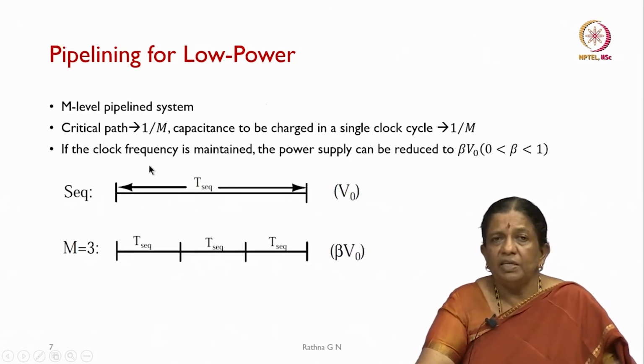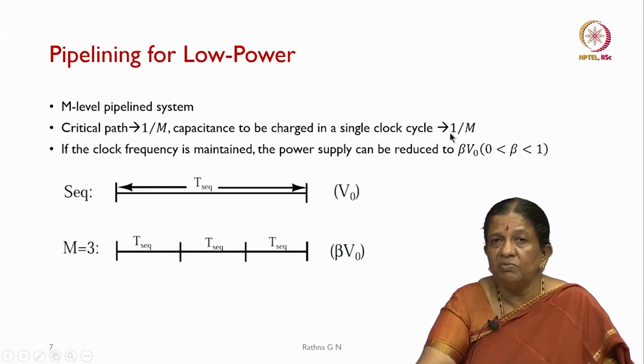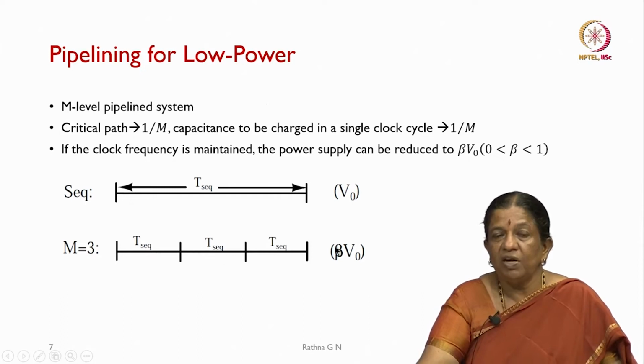When I do the pipelining, what is going to happen? We say it is an m level pipeline system, the critical path is 1 by m. So, the capacitance to be charged in a single clock cycle becomes 1 by m. As you are seeing in the sequential, I have to charge this capacitor in T sequential, whereas in the pipeline, if I assume m is equal to 3, then the capacitor has to be charged in a reduced time. Basically we call that beta into V naught. Initially it was V naught and we will assume beta into V naught.